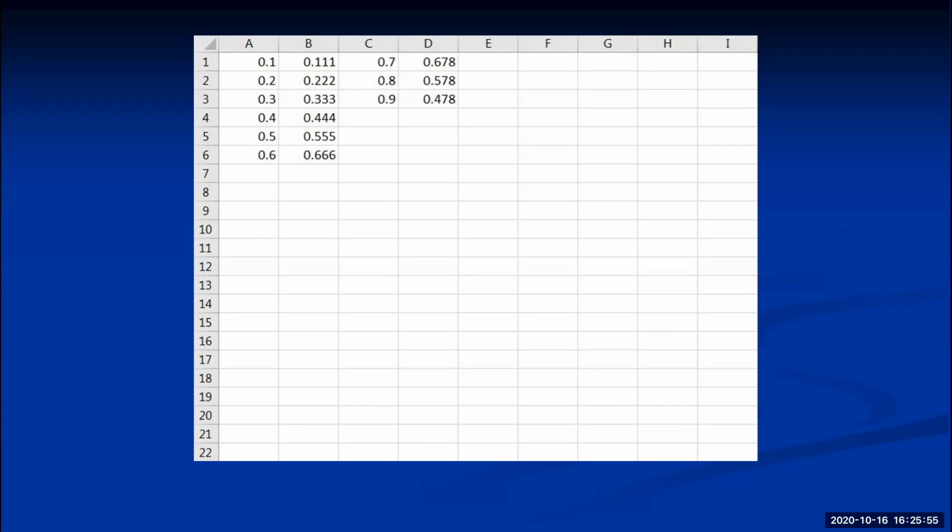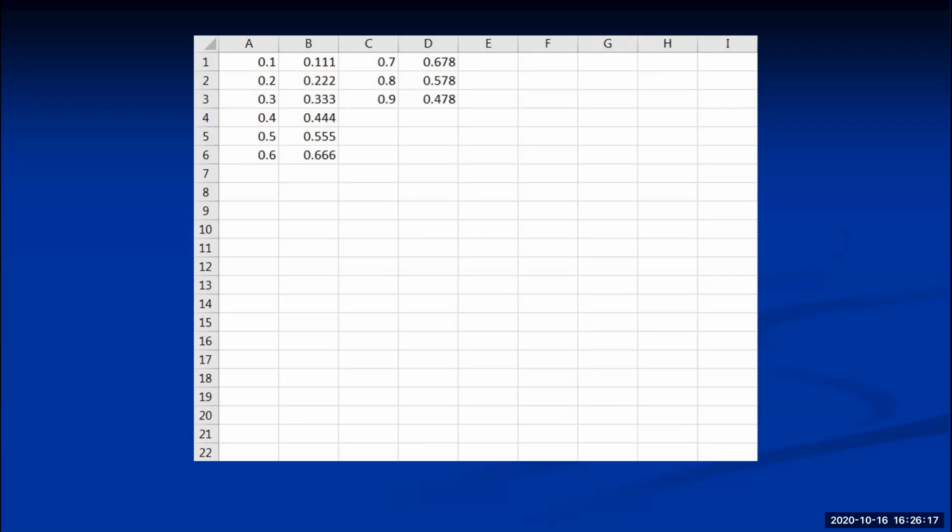So I've got my absorbances of 0.7, 0.8, and 0.9 in column C because the absorbances correlated to those, which are column D, go 0.678, 0.578, 0.478, they're going down. So when you put these two fractions of the data in separate columns like this, you can actually graph them separately. So we're going to graph the data in columns A and B.